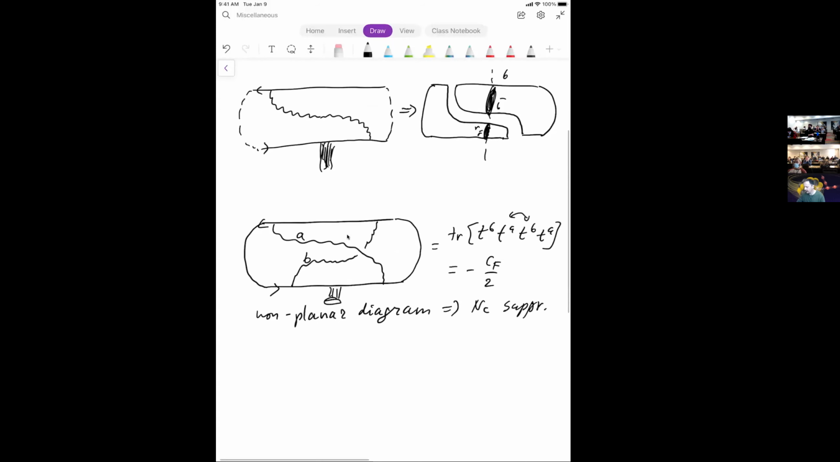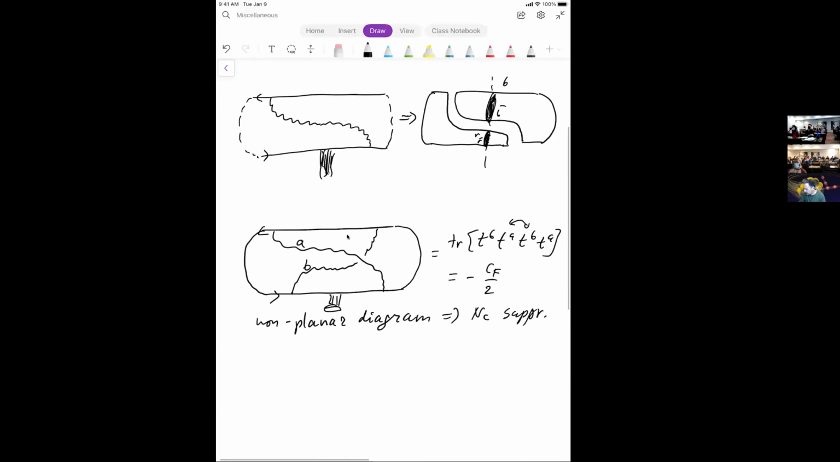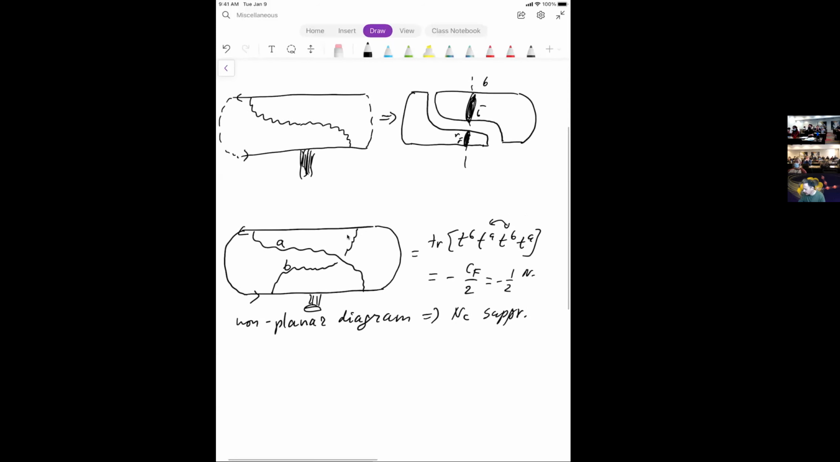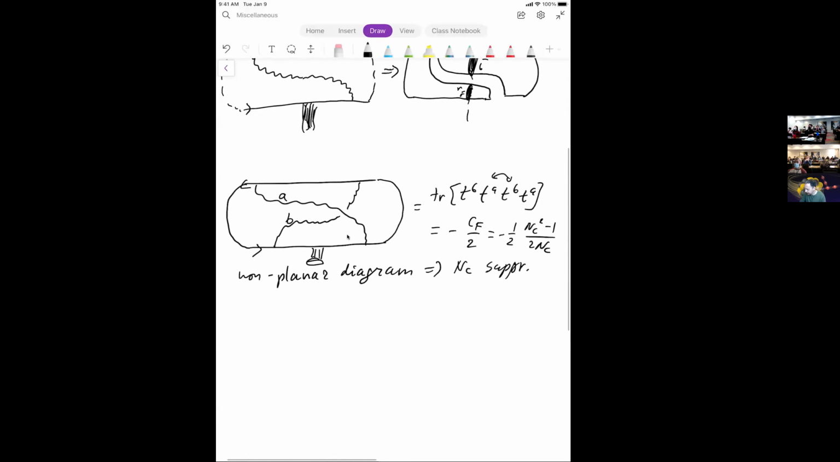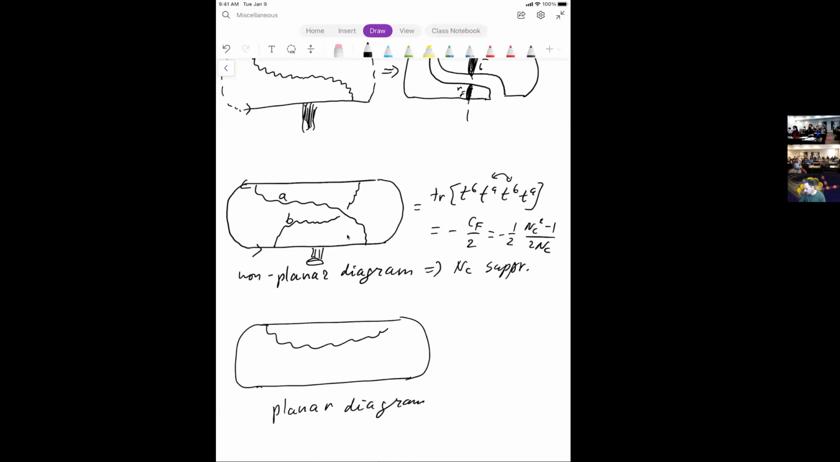So what I'm trying to say is we have to compare it. Okay, so how is it suppressed? NC, by the way, sorry, CF is NC squared minus 1 over 2 NC. It's a fundamental Casimir of SU(N). What do you compare it with? Compare it to a planar diagram. So let me draw an example of a planar diagram where the gluons don't hop over each other. For instance, you have a gluon like this and a gluon like that.